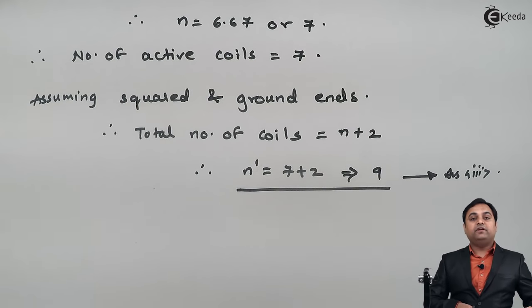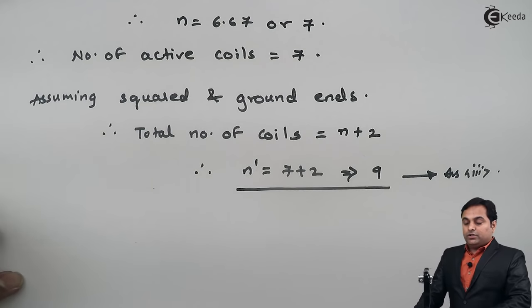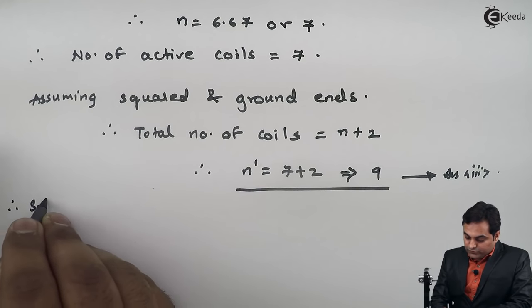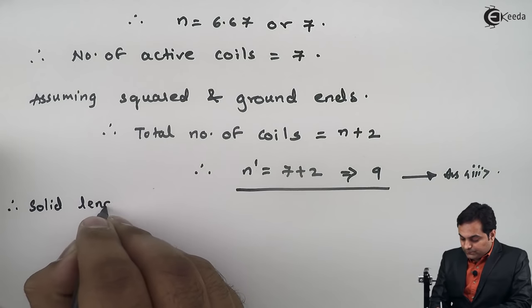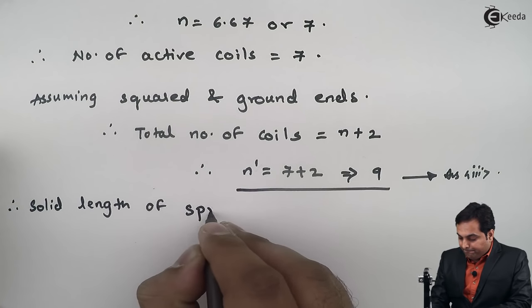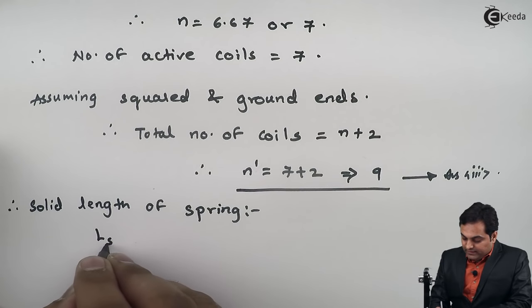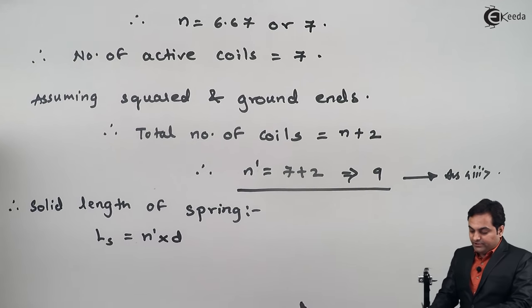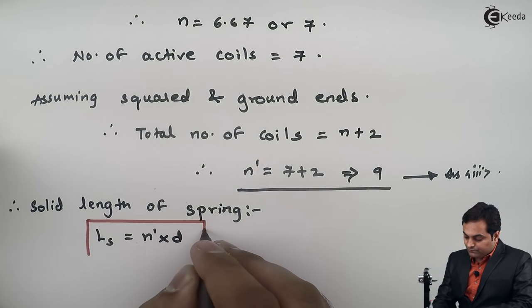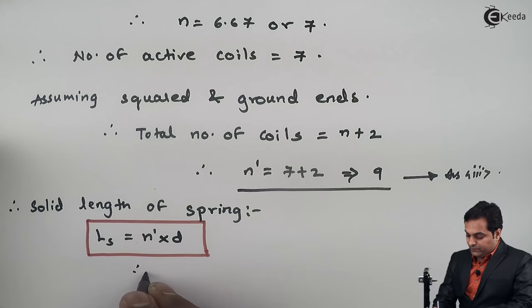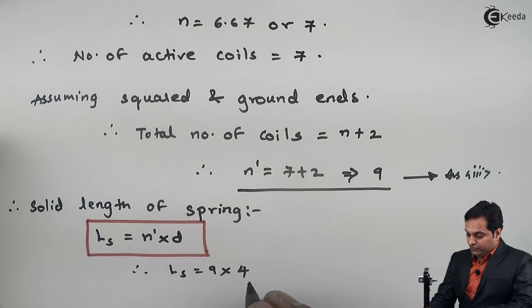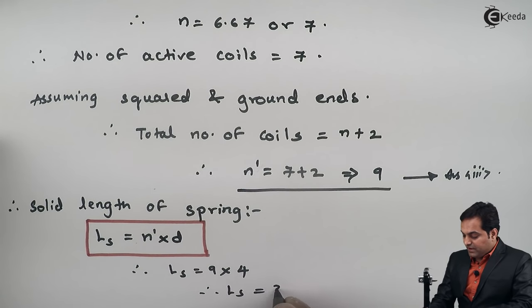Now, after getting the total number of coils, next we can find the solid length of the spring. So I'll say that therefore solid length of spring, L suffix S, will be equal to n dash into d, which is the wire diameter. So therefore solid length is equal to n dash, it is 9, d is 4, so therefore solid length comes out to be 36 mm.